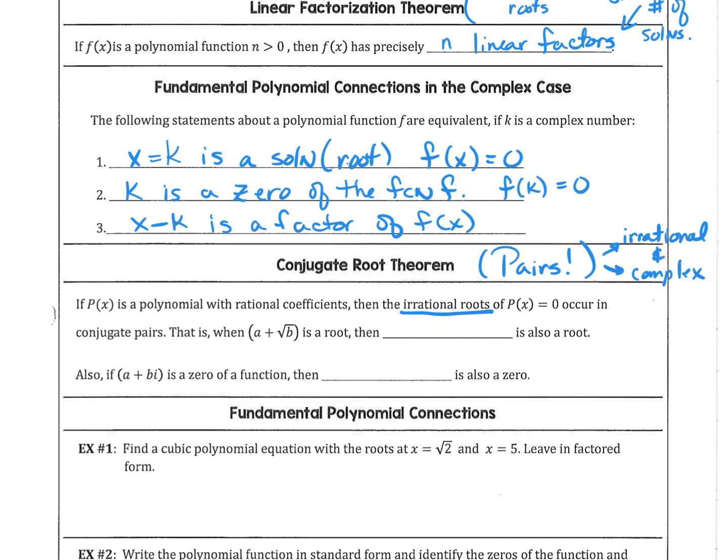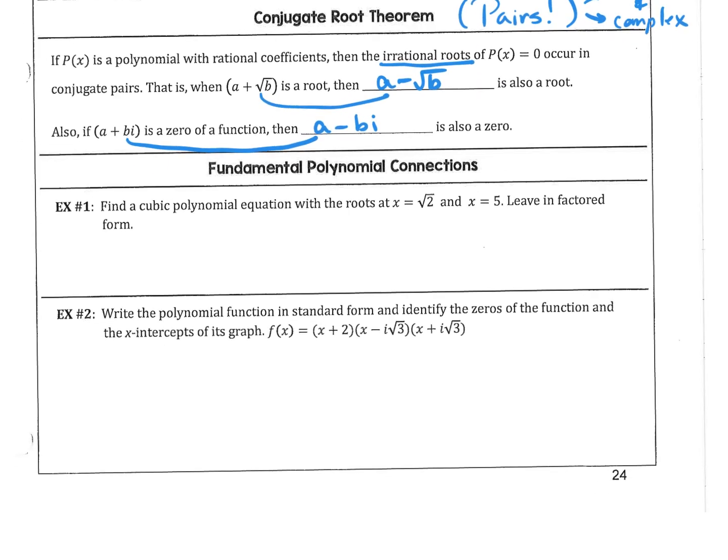In other words, if a plus root b is a root, then a minus root b is also a root. This is a conjugate pair. If a plus bi is a 0, then a minus bi is also a 0. This is a conjugate pair. So you can see the root makes them irrational and the i makes them imaginary. So if we have one, then we already know we have the other. So if you can find one imaginary or irrational root, then you know you have the other conjugate root.